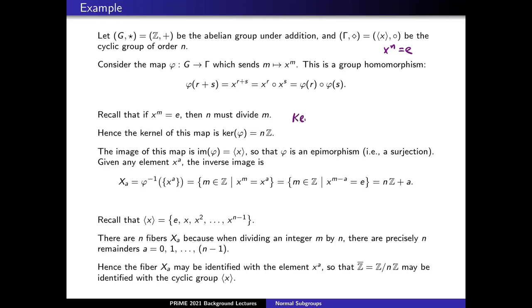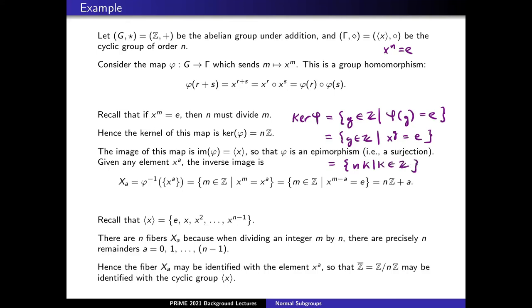And to recall, kernel of phi is all those elements in the integers g such that phi of g is equal to e. But then this here is those integers such that phi of g is just x to the g. And so now we have x to the g is equal to e, but then because x to the m, in this case x to the g, is equal to e, it must be the case that n divides g. And so we're looking at all those g's in the integers that are divisible by n, and so we will get that this is the set of numbers of the form n times k, where now k is an integer, but this is nZ. And so we have our kernel.